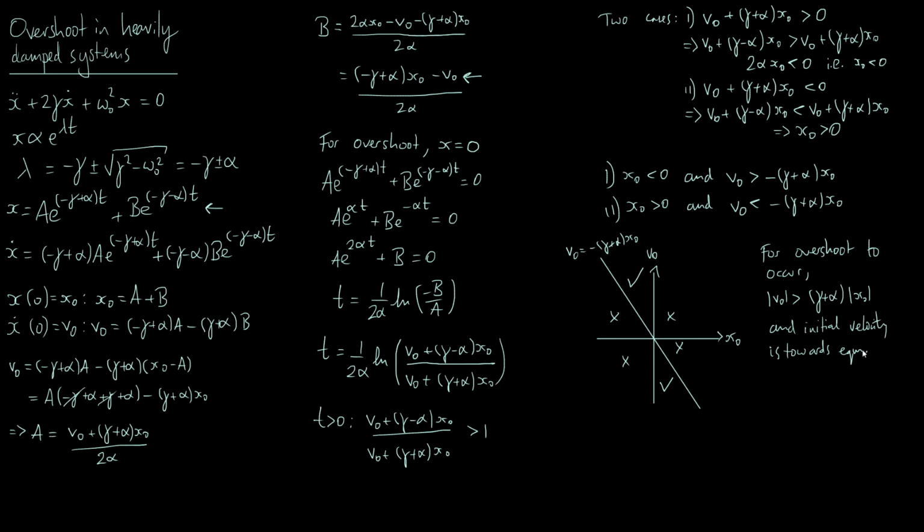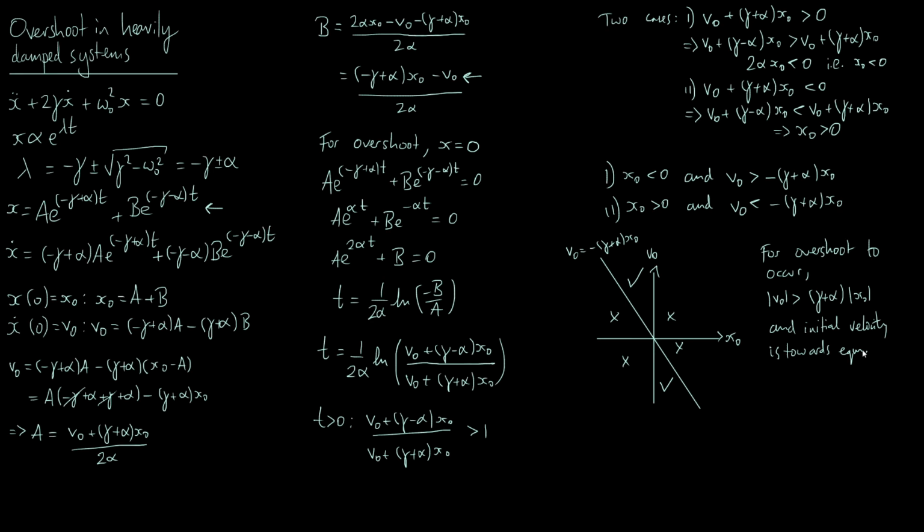Okay, and so you can see this looks very similar to what we derived for the critical case, because actually if you just take this and put in alpha equals 0, then you recover what we got for the critically damped case. Okay, and so you can see again, as long as you start it with a fast enough push towards the origin, it will overshoot.